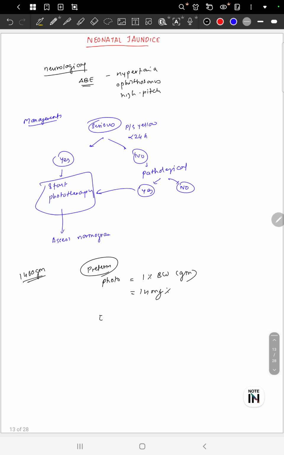And what will be the cutoff for exchange transfusion? The cutoff for exchange transfusion is the phototherapy cutoff plus 5 milligram percent. So in this particular case it will be 19 milligram percent. If it's a 1300 gram weight baby, then that will be 18 milligram percent.